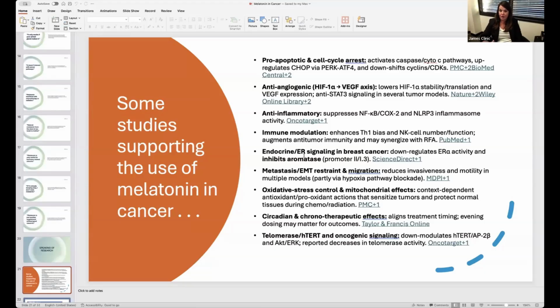Endocrine and estrogen receptor signaling in breast cancer. So it downregulates the estrogen receptor alpha, which is the problem. There's also an estrogen receptor beta that's not a problem. That's what testosterone hits. So there's a difference in there. It inhibits the aromatase. So how many of you are on aromatase inhibitors? We're talking anastrozole, letrozole. We're talking quashing hormones.